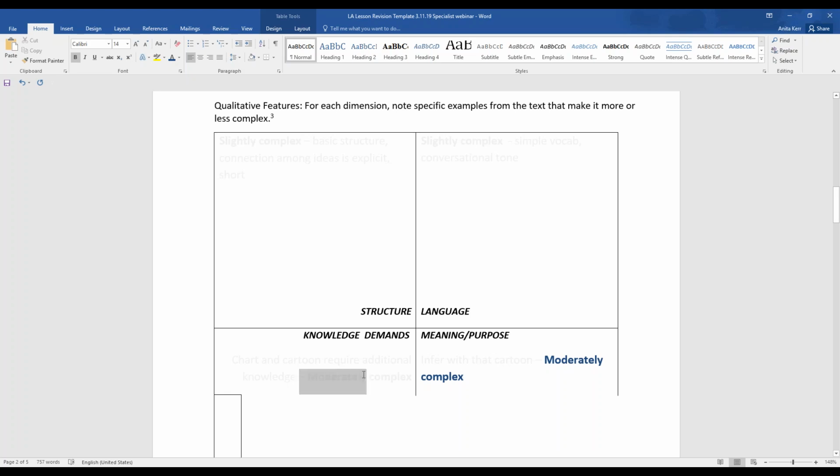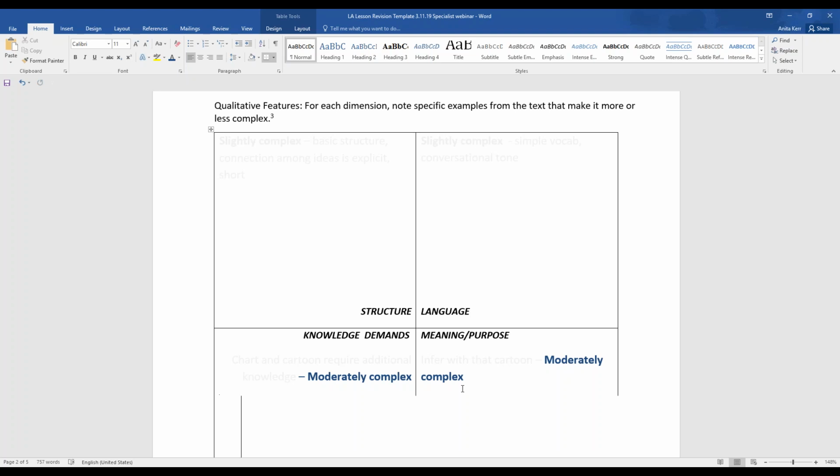Yeah, knowledge demands falls in that same category. Agreed. If they're not immigrants themselves or don't have an experience firsthand working with immigrants or talking to immigrants, they may not know a lot. But certainly the meaning and purpose, there is some work to be done here. Okay, very good. I agree with that.